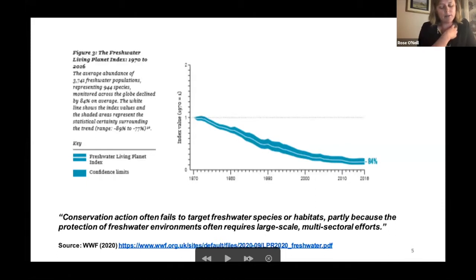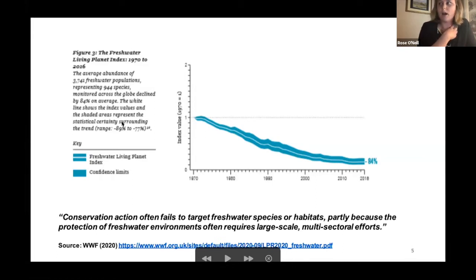And globally, one in three freshwater species is threatened with extinction. And in all of the taxonomic groups, there's a higher risk of extinction in freshwater systems compared to terrestrial ones. And that's the global picture of our rivers. And that's pretty sobering, but there are parallels in England.